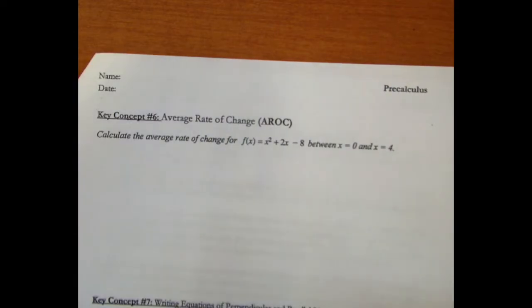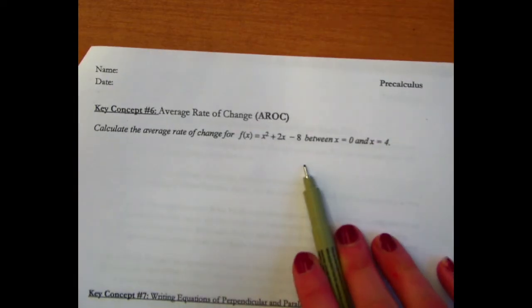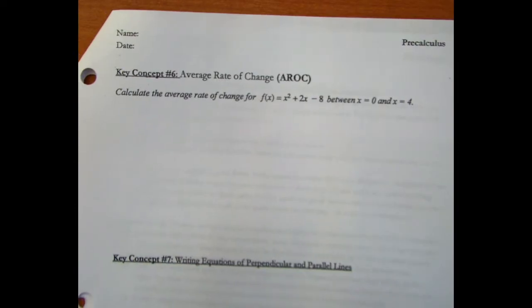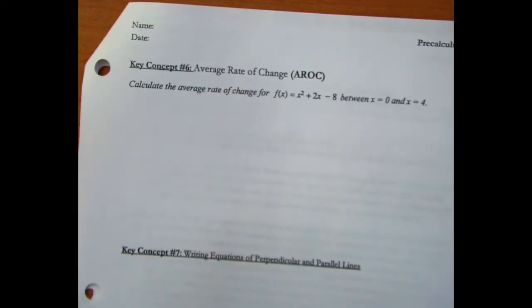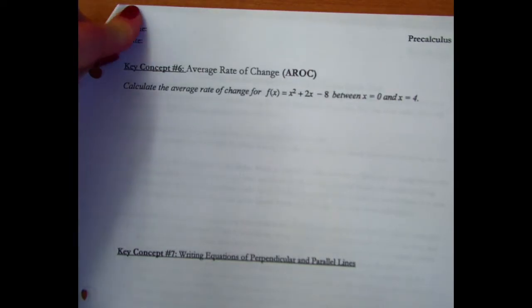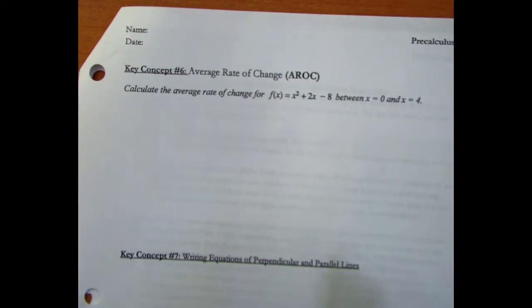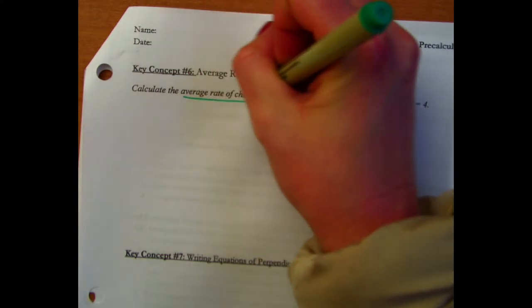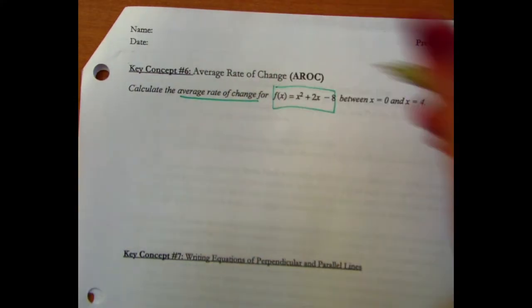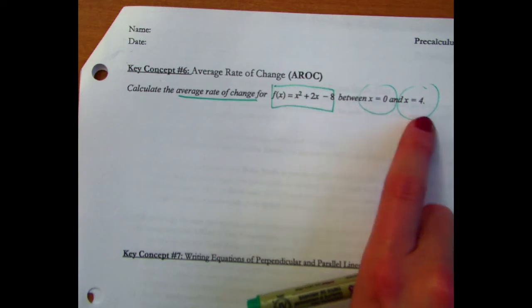Okay, and then the last 2 key concepts on the exam are average rate of change and equations of parallel and perpendicular lines. So average rate of change, this was a huge Unit 1 concept, and we just spent a lot of time reviewing it last week. Let's go through a quick example. I'm asked to find the average rate of change. I'm given a function, and then I'm given 2 x values, 0 and 4. I'm going to say 0 is my A, and 4 is my B.